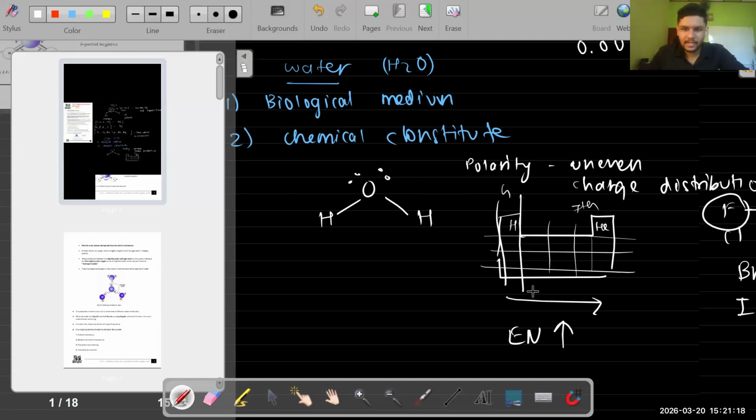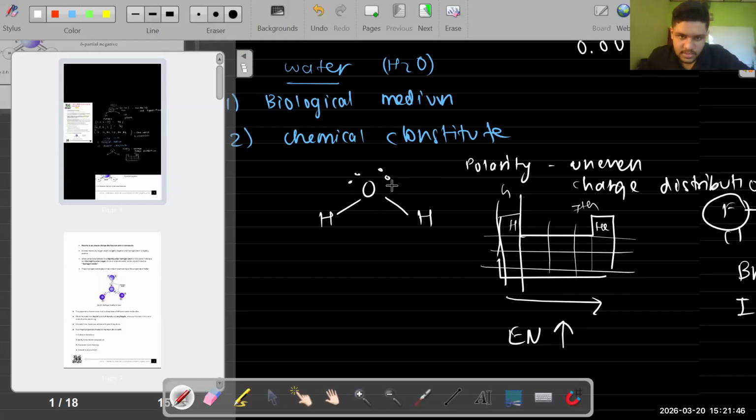Now, normally electronegativity. Don't be scared by those complex words. What is electronegativity? Just understand the idea. Electronegativity means the ability to attract electrons. If this is an electron and this is an element, the ability to attract it is called electronegativity. So normally across the period in the periodic table, the electronegativity increases, which means the ability to attract electrons increases.